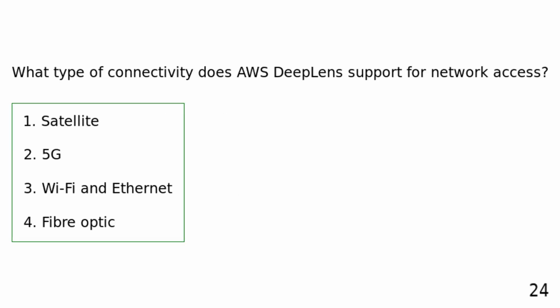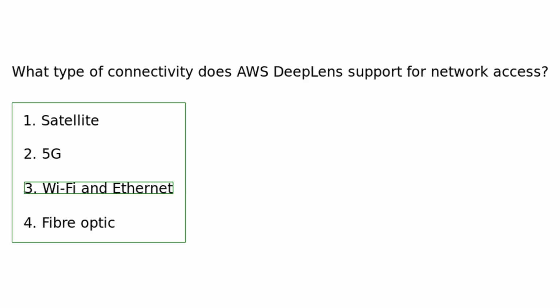What type of connectivity does AWS DeepLens support for network access? Satellite. 5G. Wi-Fi and Ethernet. Fiber optic. AWS DeepLens supports both Wi-Fi and Ethernet connectivity for network access and device management.